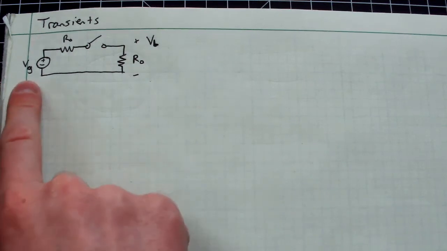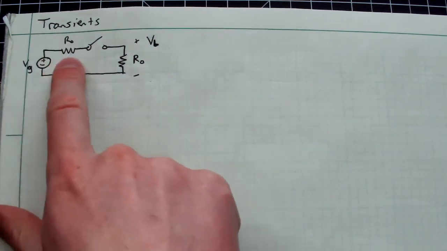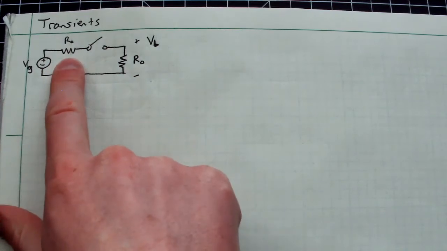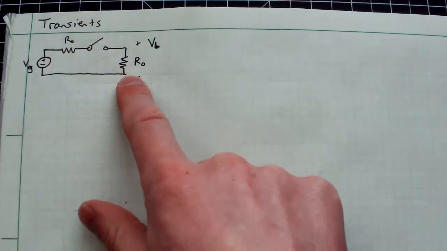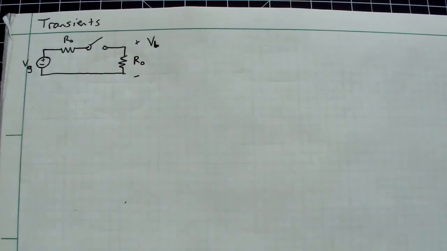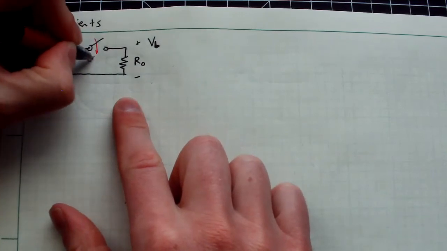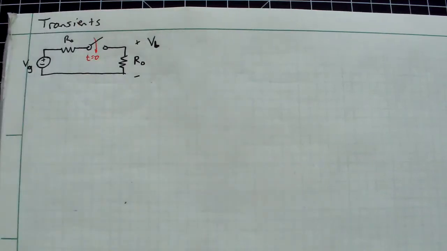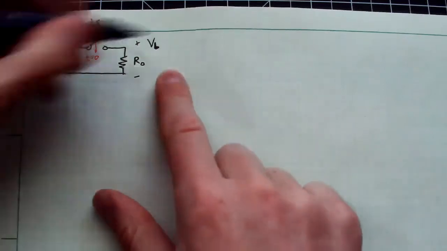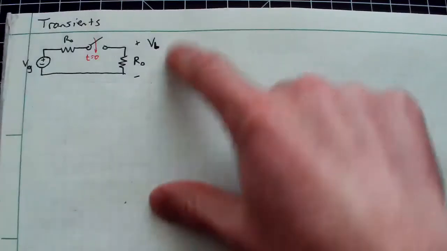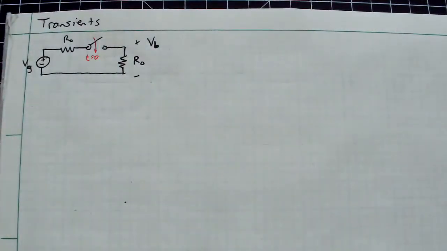So you notice I have a generator voltage here. There's some resistor, R0, another resistor matched to it, R0, and we have a switch here that has been open for a while, and we're just going to close it here at time t equals 0. And over here is the load voltage, so the voltage across the load. So the question is, what happens when I close this switch?